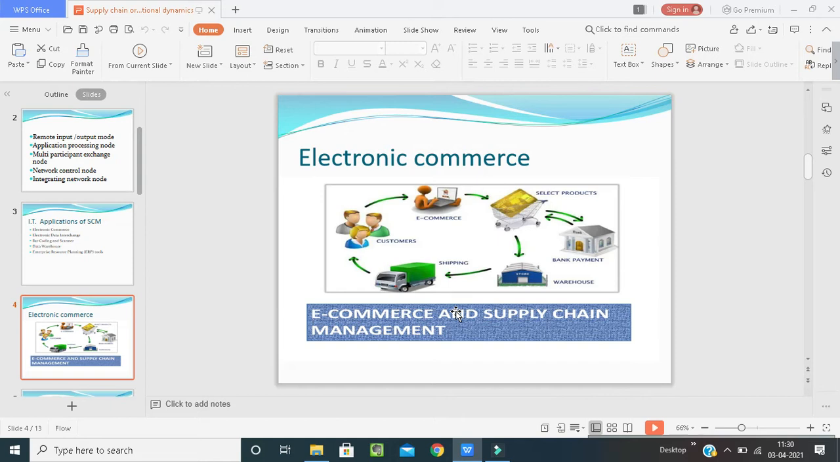Companies are able to automate the process of moving documents electronically between suppliers and customers. See here in the picture itself how the customers are interacting with the e-commerce, how the selection of products takes place, how the management and bank payments take place, how the warehouse and shipping take place. And at last, it goes for delivery to the customers.